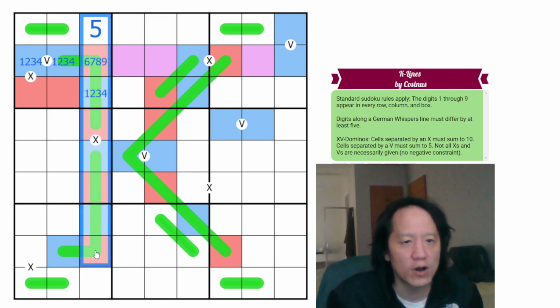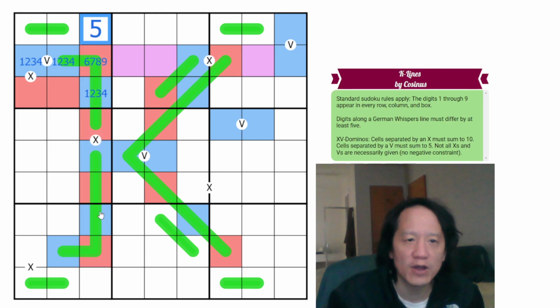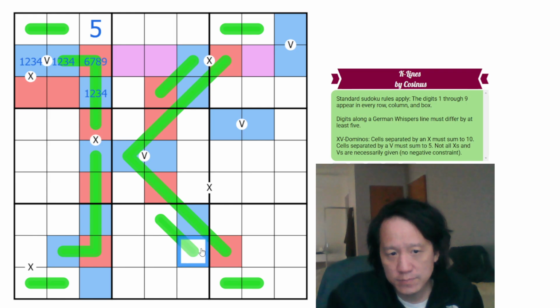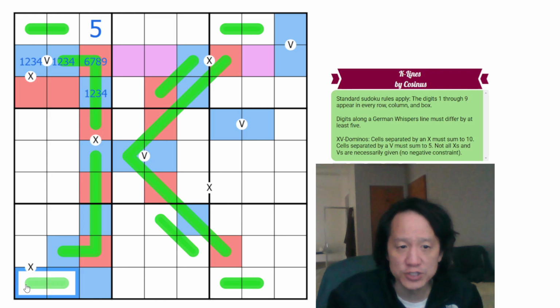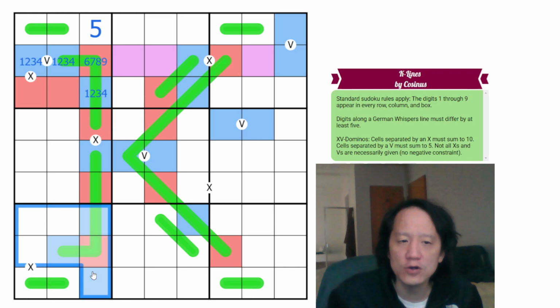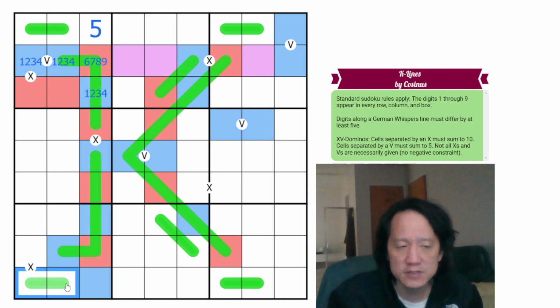Now again, we have 4 highs in column 3, and we have a 5. That means the last cell in column 3 has to be a low, so therefore this is low. So, on a German whisper line again, you have 2 cells which are adjacent to each other. One must be low and one must be high, because of the nature that it alternates, right? So now we have 4 low cells in box 7.